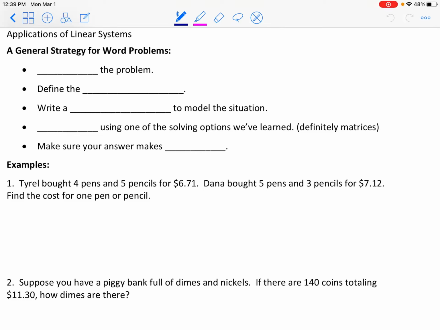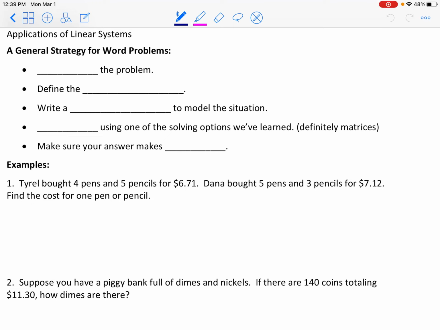Hello and welcome to our lesson on applications of linear systems. Applications means we're going to be applying the process of solving linear systems. We've learned graphing, substitution, and elimination, and we're going to be applying those solving processes to new situations. In essence, we're dealing with some word problems where these skills are useful.